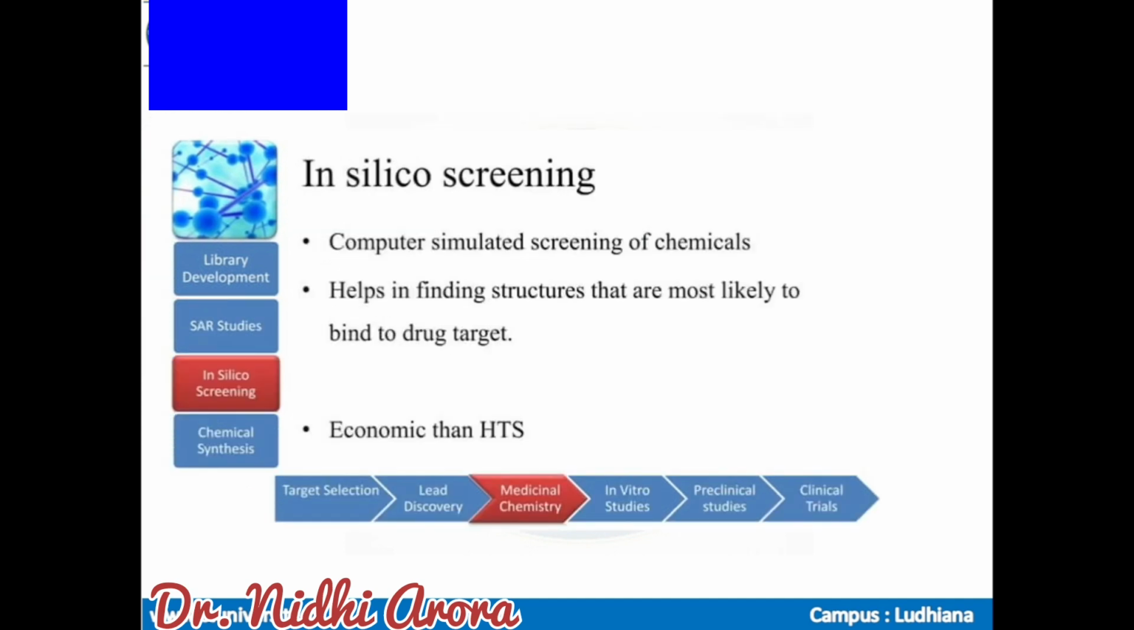After that, in silico screening. It is a computer simulated screening of chemicals. It helps to find the structures most likely to bind to the drug target, and it is more economical than HTS. It means it is more economical than high throughput screening.